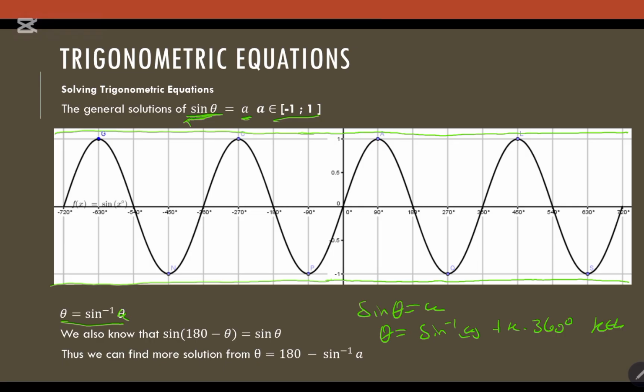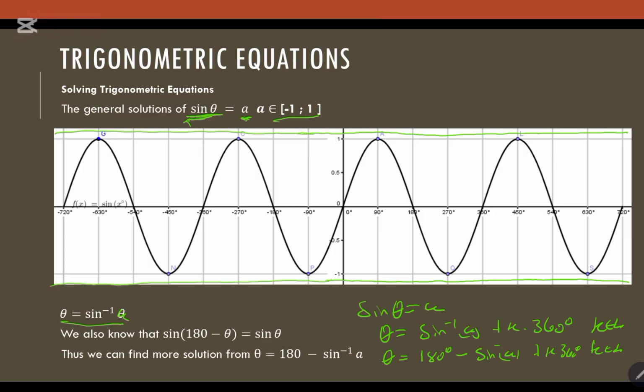Now again, you also operate theta equals 180 degrees minus this answer, the arcsine of A, plus K times 360, and K is an element of Z. Now, depending on the value of A, if the value of A is positive, you know that the angle is found in the first quadrant, and again you look at the trigonometric ratio.